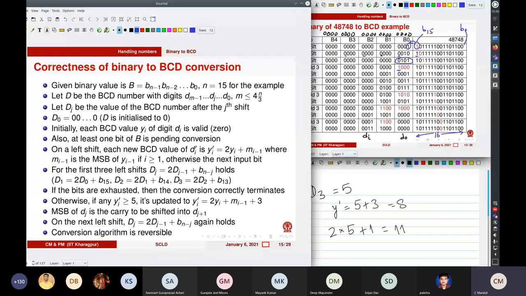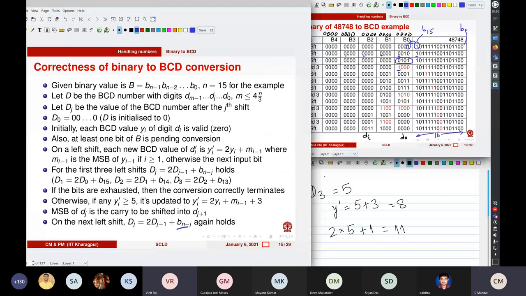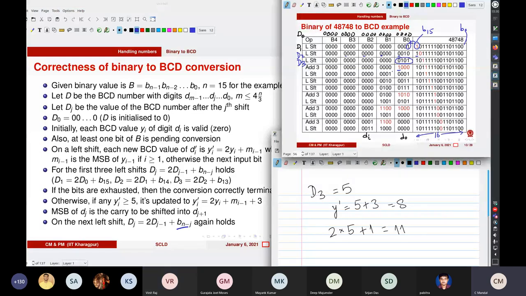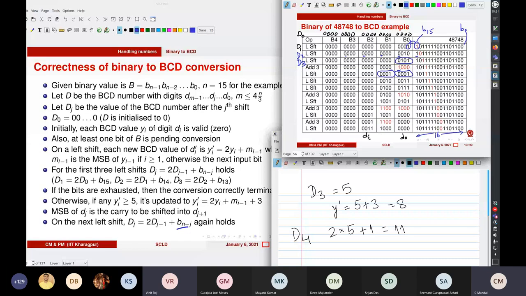All right. So which line does that 11 correspond to? Sorry? Oh, 11. 11 is here. That is D4. That D4 is interpreted separately.